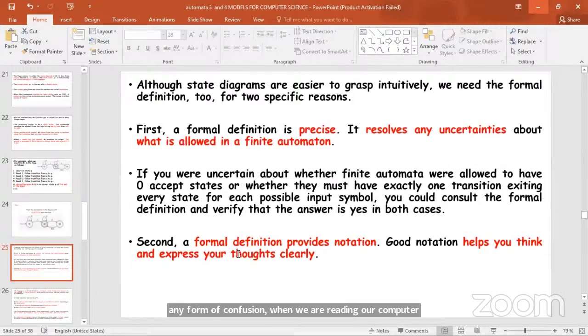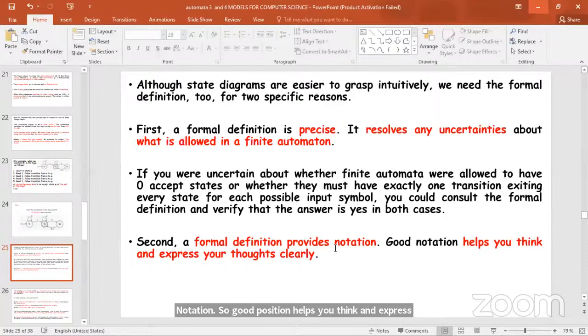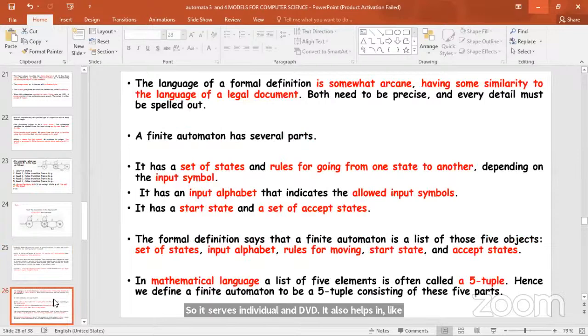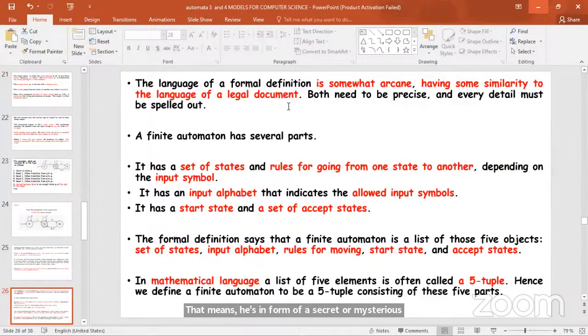So the second reason why we need a formal definition is that a formal definition provides notation. Good notation helps you think and express your thoughts very clearly. So it solves the issue of ambiguity, and it also helps in the expression of our thoughts. The language of a formal definition is somewhat arcane, right? That means it's a form of secret or mysterious. It has some similarities to the language of legal documents, right?